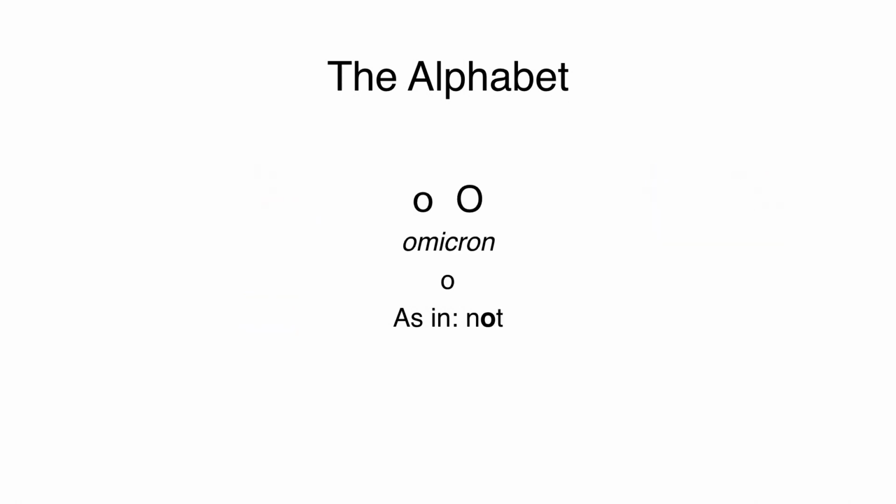Next we have omicron, which is very straightforward. The lowercase omicron is just like our lowercase letter O. The uppercase omicron is just like our uppercase letter O. And it's pronounced like our letter O. The O in not, O, O. Omicron.